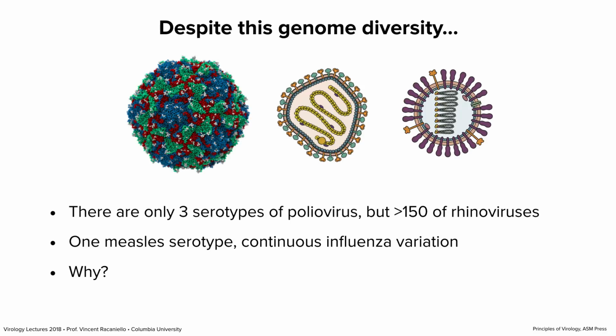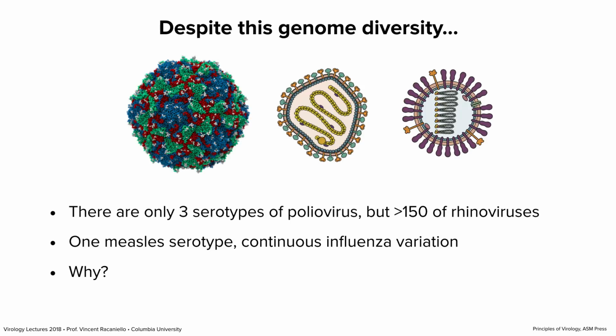So we have a lot of genome diversity, as I've shown you in just a few examples. Yet, here's a conundrum. There are only 3 serotypes of poliovirus. There's only 1 measles serotype. Yet we see continuous influenza variation. We see 150 serotypes or more of rhinoviruses. Why are these viruses different? I don't know the answer. It's a really interesting question.